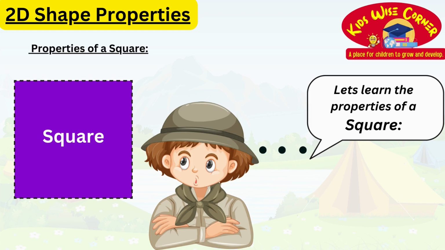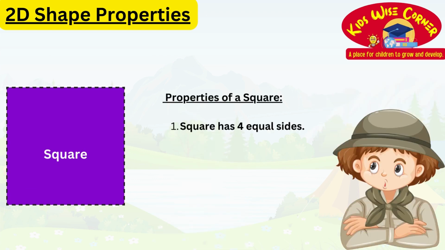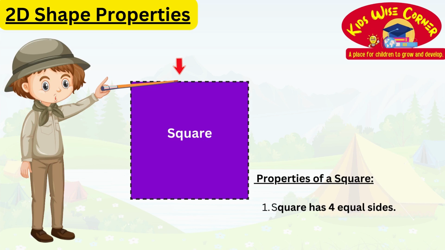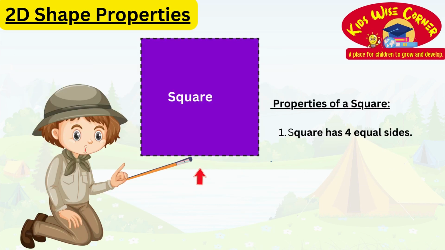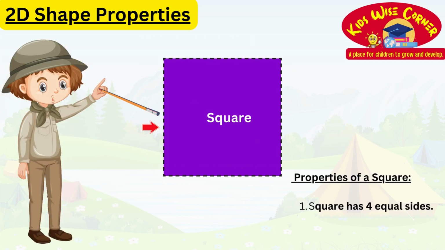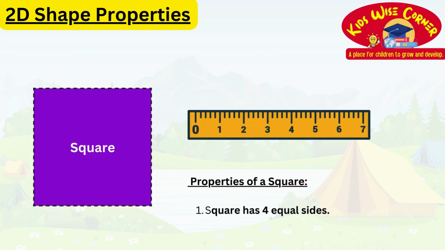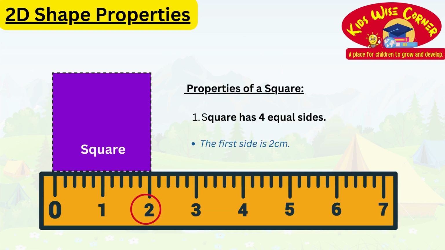The first property of a square is that it has 4 equal sides. This is the first side. This is the second side. This is the third side. And this is the fourth side. We can use a ruler to measure the square sides in centimeters. If we measure the first side, it is 2 centimeters.